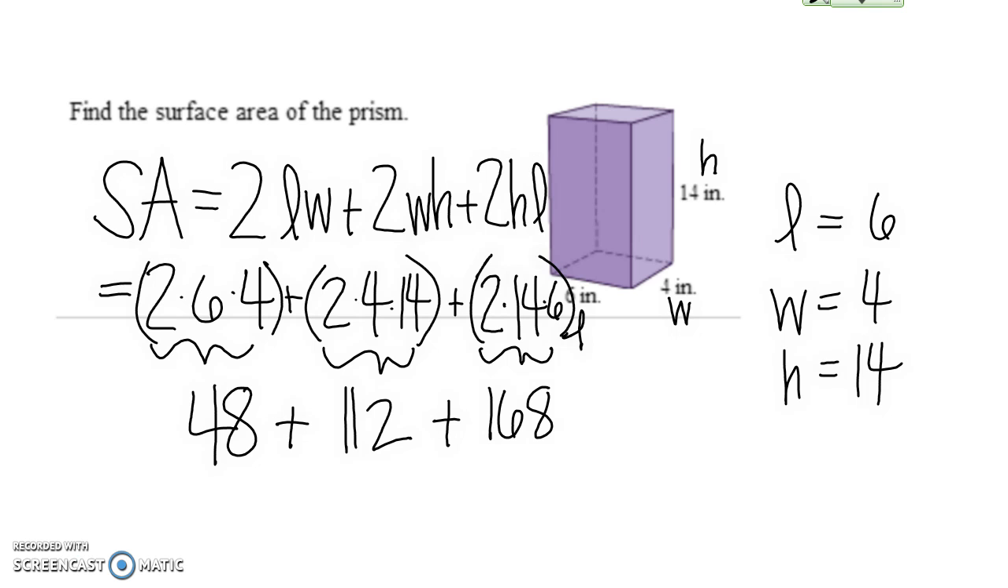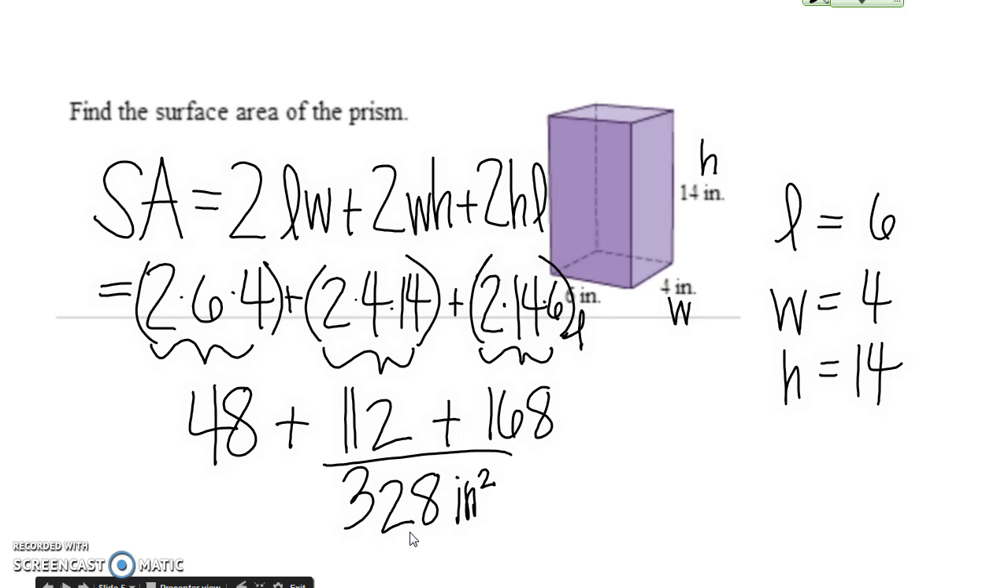Our last thing to do is add those 3 numbers: 48 plus 112 plus 168. Punch that in your calculator, and we should get 328 inches squared. Okay, so that's your example for a rectangular prism. It's also the formula you would use for a cube.